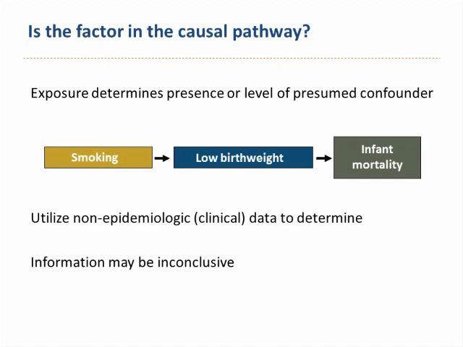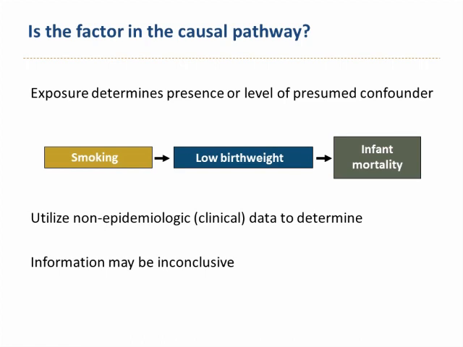What do we mean by causal pathway? If an exposure determines the presence or level of a presumed confounder, that presumed confounder we would consider to be in the causal pathway. Let's use an example here. If we take smoking as our exposure of interest, and we're interested in looking at infant mortality, we may consider whether low birth weight is a confounder of the relationship between smoking and infant mortality.